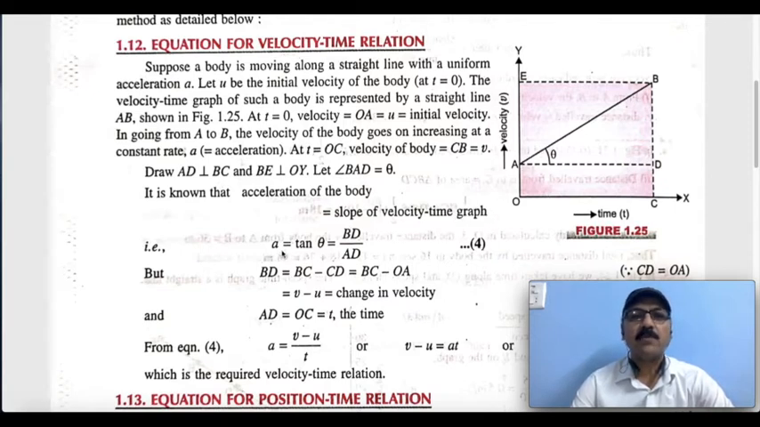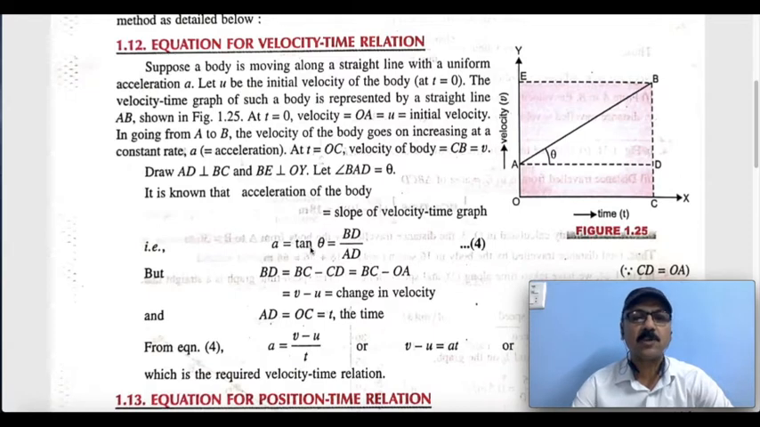So a, the acceleration, equals BD by AD, because acceleration equals change in velocity upon time interval. Here BD is the change in velocity. Why change in velocity? Because OE is equal to v, and CD or OA is equal to u, the initial velocity. So change in velocity is equal to BD, and AD is the time interval. AD or OC are both equal to the time interval. So acceleration equals change in velocity upon time interval.